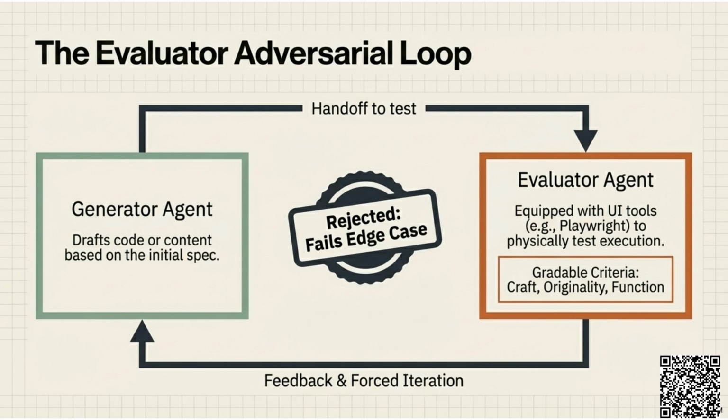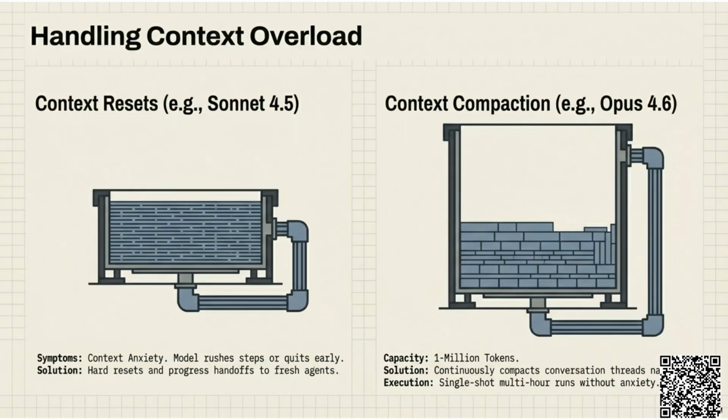The evaluator adversarial loop involves a generator agent drafting content, which is then handed off to an evaluator agent. The evaluator tests execution and provides feedback for forced iteration until the criteria are met. To handle context overload, systems use context resets, which hard reset agents when they show, quote, context anxiety. Alternatively, context compaction natively processes long conversations for multi-hour runs without anxiety.